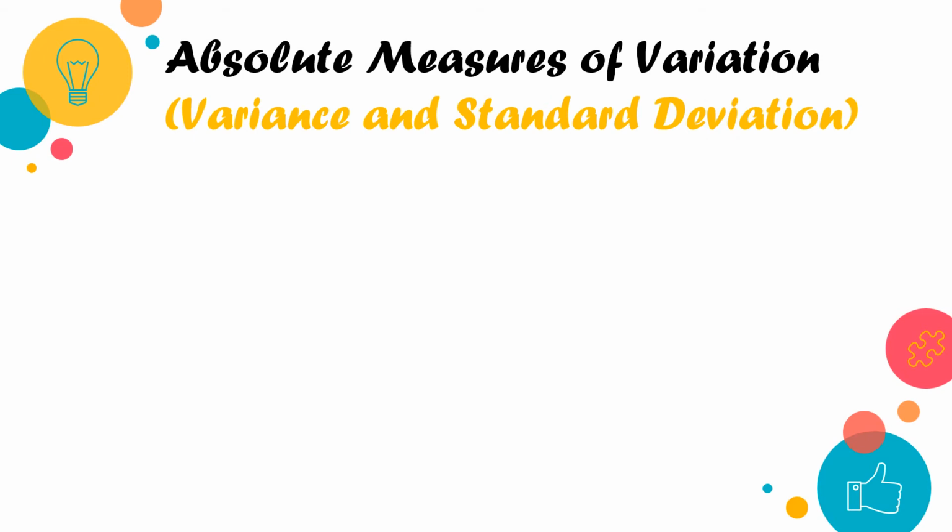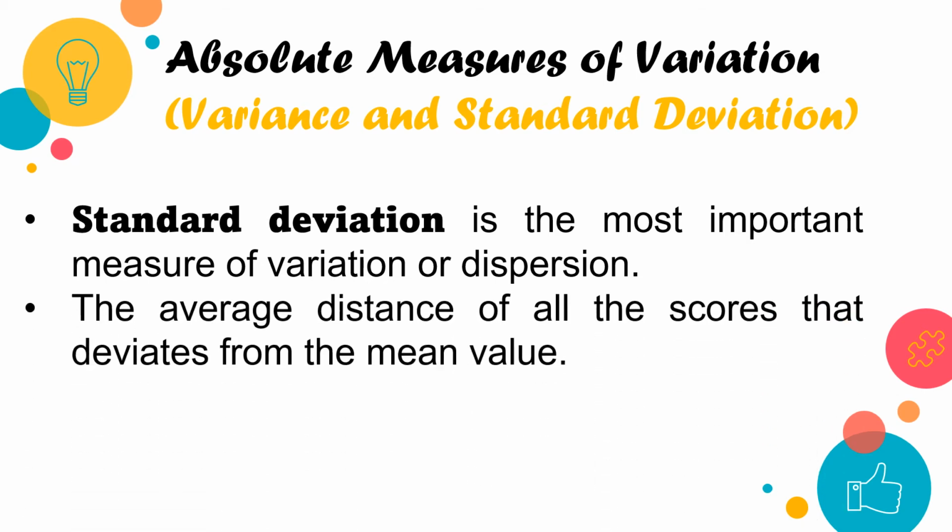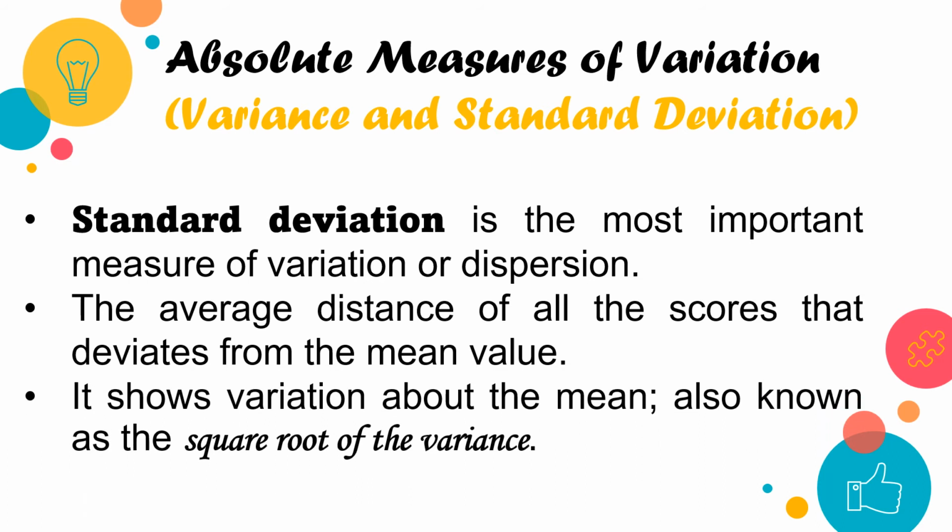Okay. Next is the variance and the standard deviation. Standard deviation is the most important measure of variation or dispersion. So, sinabi ko kanina nga, most of research, they actually use standard deviation as one of the tools na ginagamit nila. It is the average distance of all the scores that deviates from the mean value. Kaya ang tinitingnan dito, yung value that deviates, the average distance of the scores. It shows variation about the mean, also known as the square root of the variance.